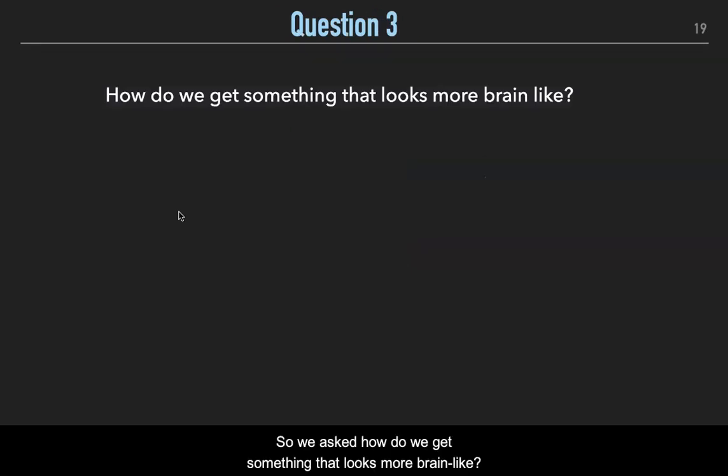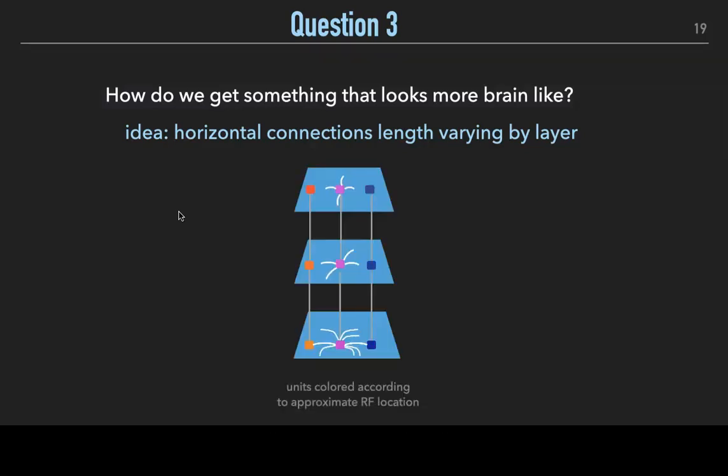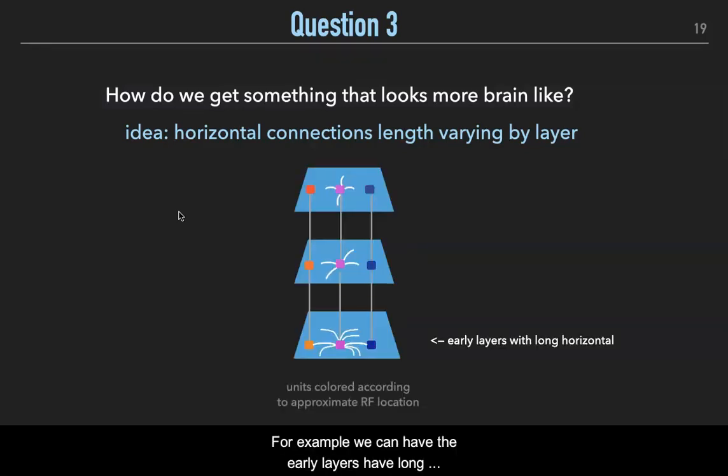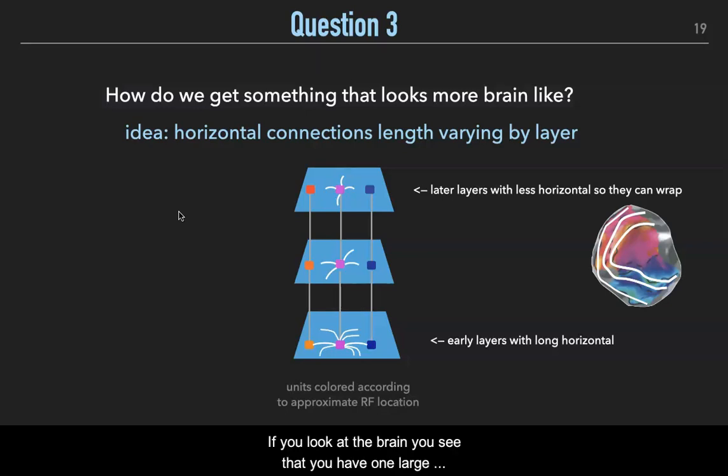So we ask, how do we get something that looks more brain-like? One idea is to have the horizontal connection length vary by layer. For example, we can have the early layers have long horizontal connections and later layers have shorter horizontal connections. We got inspiration for this idea from the brain. If you look at the brain, you see that you have one large area and then smaller areas wrapping around it. So by putting fewer horizontal connections in the top layers, we're giving them enough flexibility to wrap around the lower layers that have longer horizontal connections.